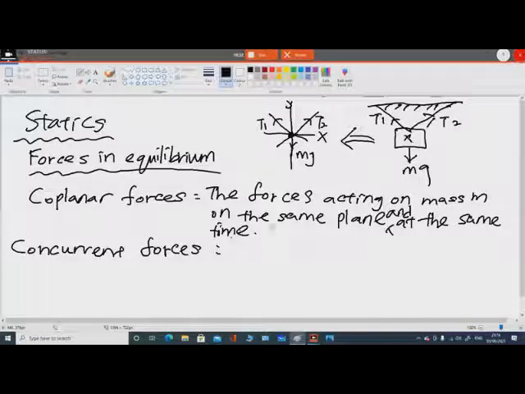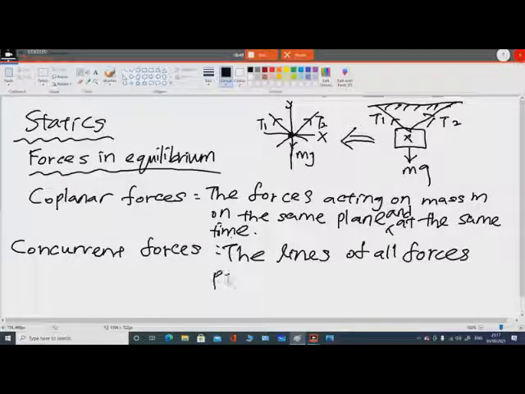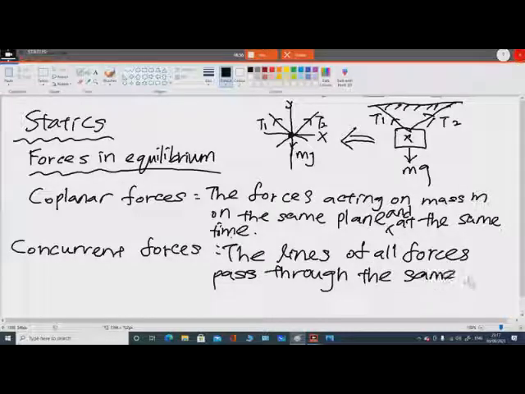Okay, so concurrent force actually means that the lines of all forces pass through the same point. It always passes through the same point. Okay, so this is what we call concurrent force. Okay, so let me erase this one.